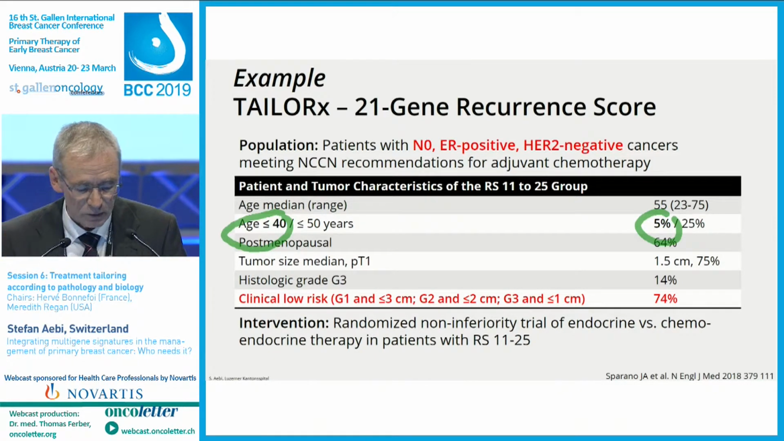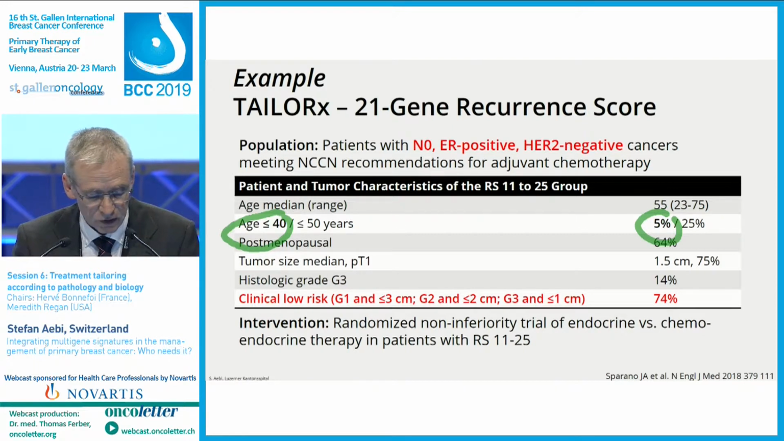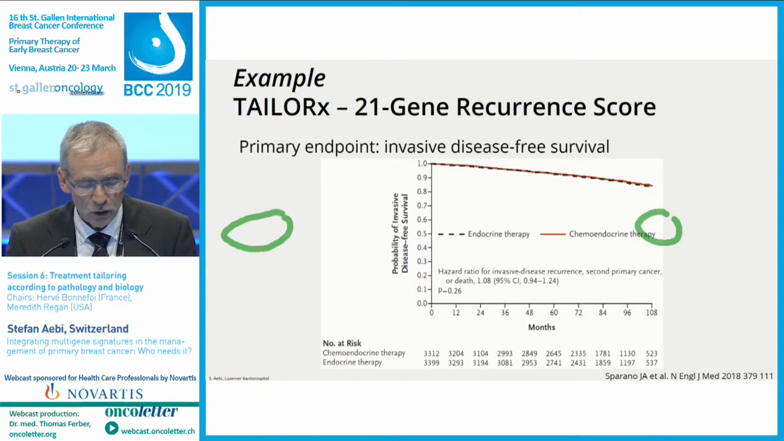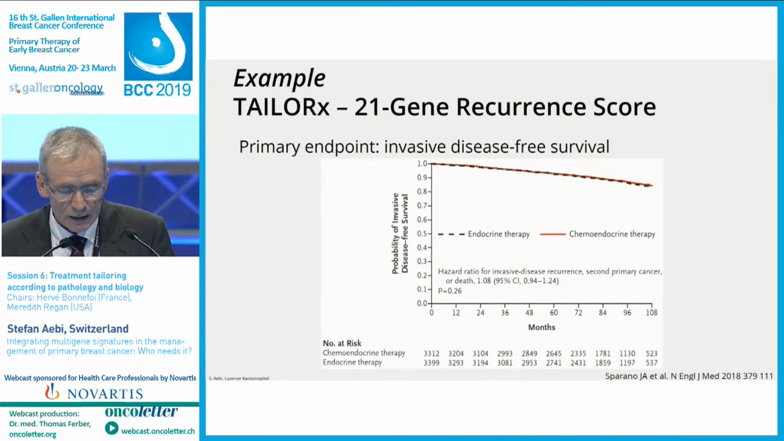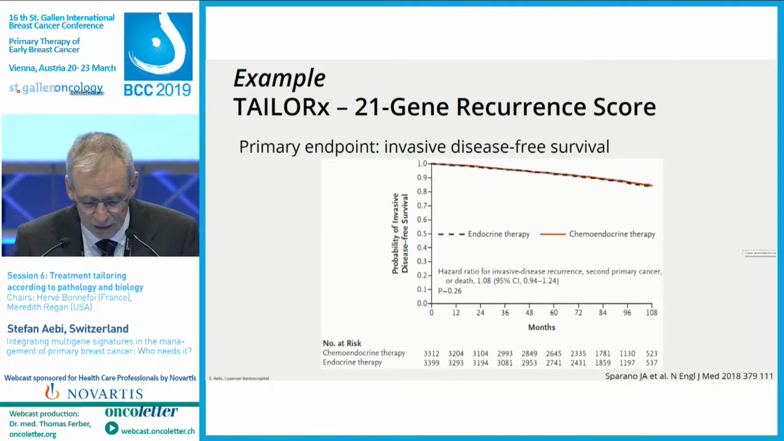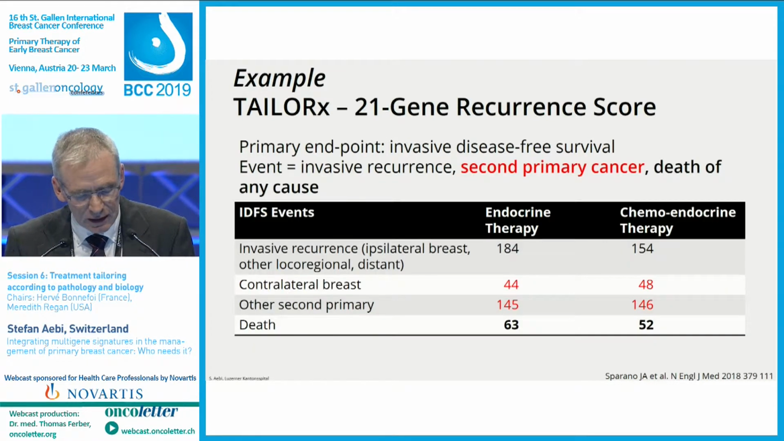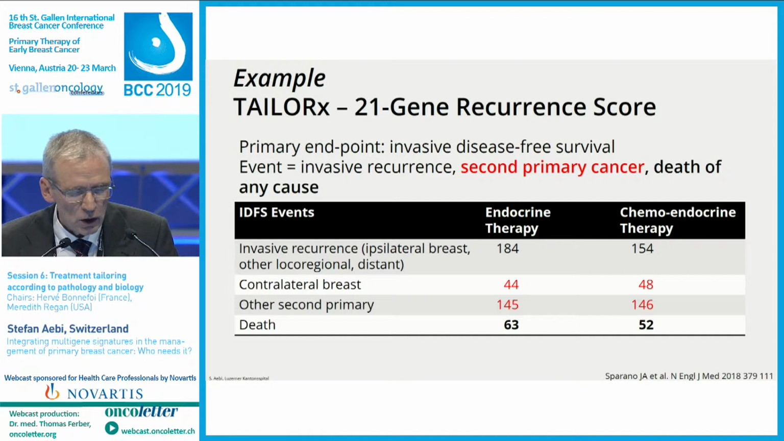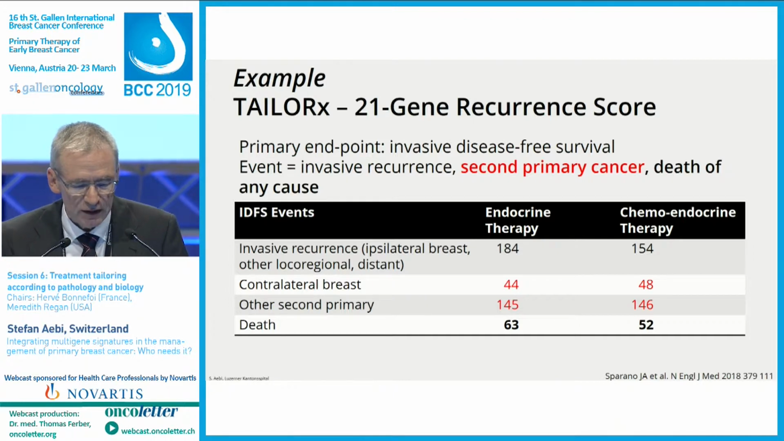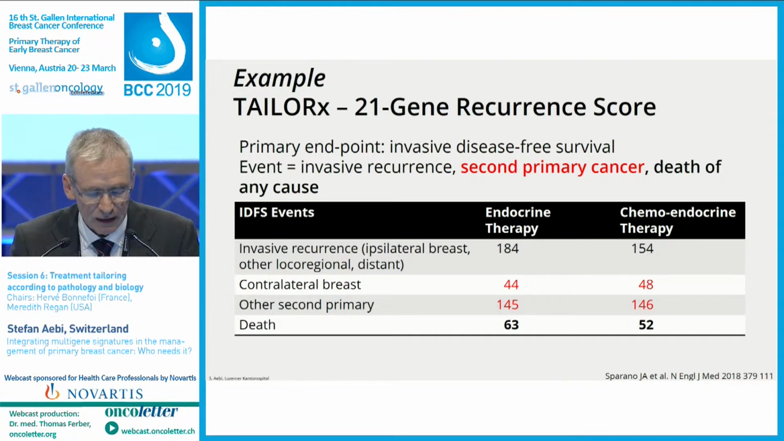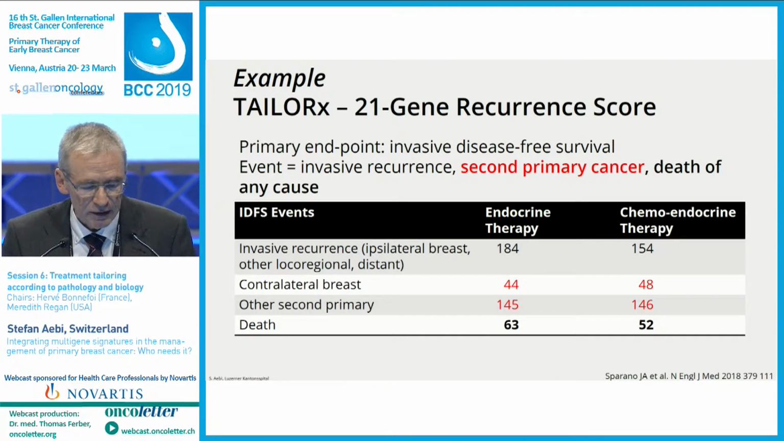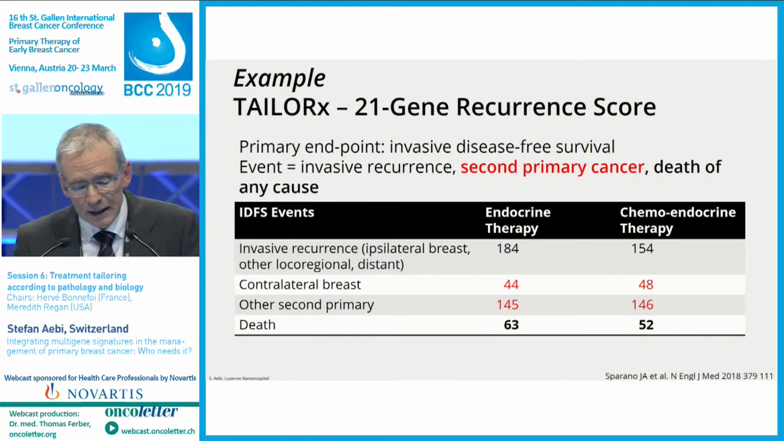The intervention was a randomized non-inferiority trial of endocrine versus chemoendocrine therapy in patients with this intermediate risk group, and you've seen this graph before. There's no difference between endocrine therapy and chemoendocrine therapy. But I'd like to go a little bit more into detail. What were actually the events? What was the endpoint? The endpoint was invasive disease-free survival. The events included invasive recurrence, second primary cancers, and death of any cause.